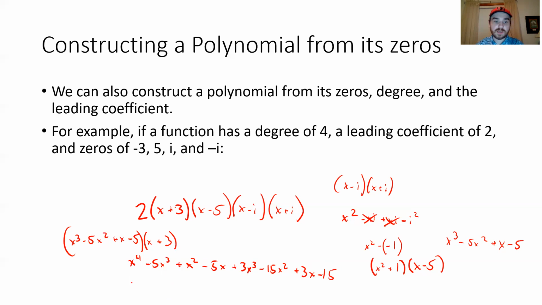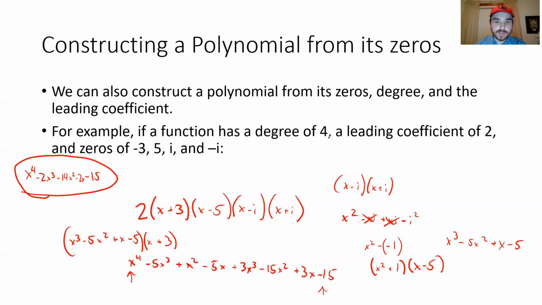When we're simplifying these, we can always take the biggest term and the smallest term and just bring those out. So we'll start with an x to the 4th. We'll end with a minus 15. And then we've got minus 5x cubed plus 3x cubed, so we've got minus 2x cubed. We've got a plus x squared and a minus 15x squared, so we're going to have minus 14x squared. And we got a minus 5x and a plus 3x, so we're going to have minus 2x. Sorry, I kind of ran out of room. And this is going to be our final function here.